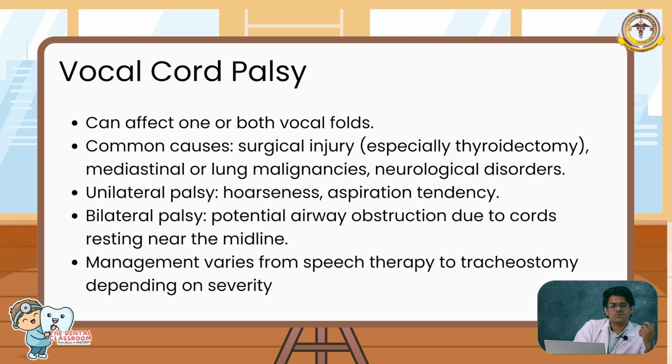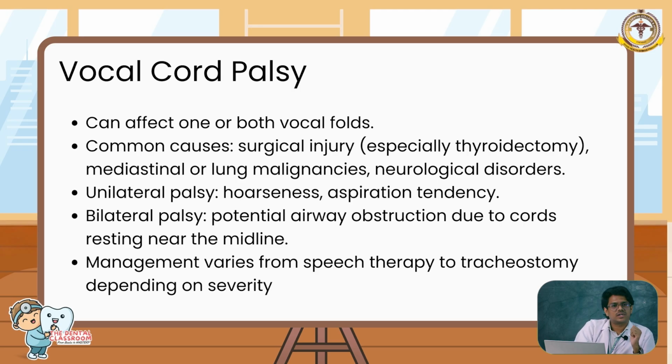Coming to vocal cord palsy. As a surgeon, this vocal cord palsy is a nightmare. During thyroid surgeries, the recurrent laryngeal nerve is the most common nerve that is very prone to injury. If we damage one side, the patient will land up with hoarseness. If we damage both sides, the patient will land up in stridor. Then we must do an emergency tracheostomy to save the patient.